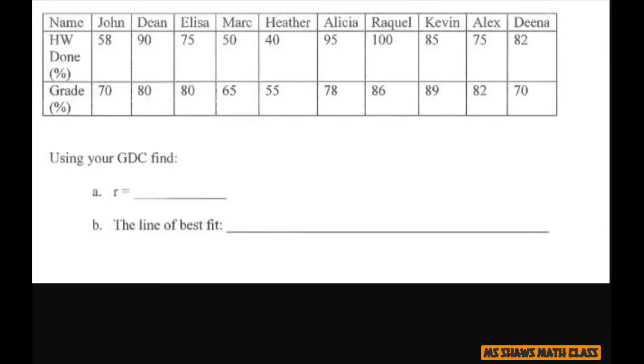If we use our graphing display calculator, we're going to get the same thing. We're going to get r approximately equal to 0.836, and we're going to get y equals 0.438x plus 42.6. Now, how you do that is, let's look at the graphing calculator.